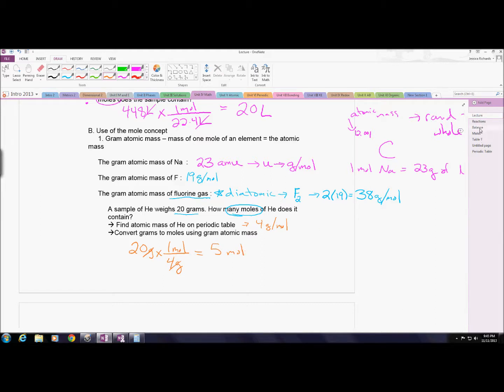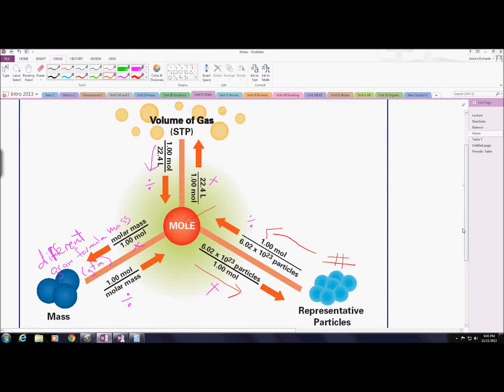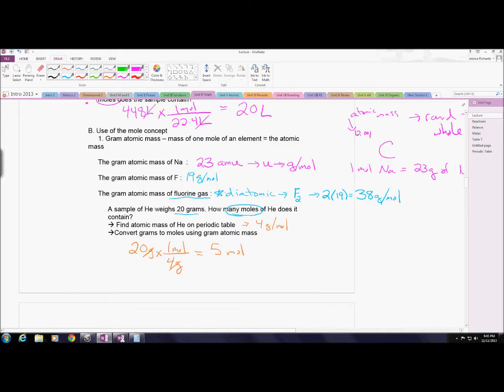If you want to memorize this triangle, then 4 grams per mole is the number you would use in here for the molar mass. So for helium, that would be 1 mole is 4 grams per mole. So they're calling it molar mass on this chart. Same math, I prefer to use the factor label method.